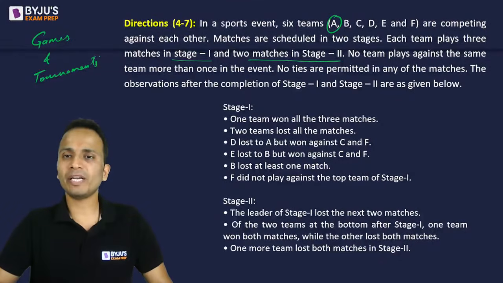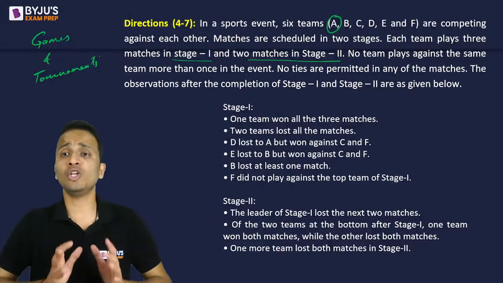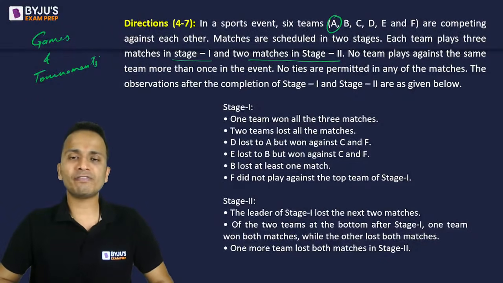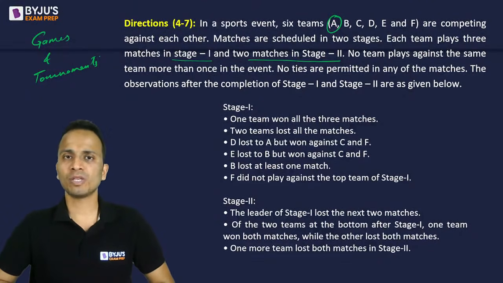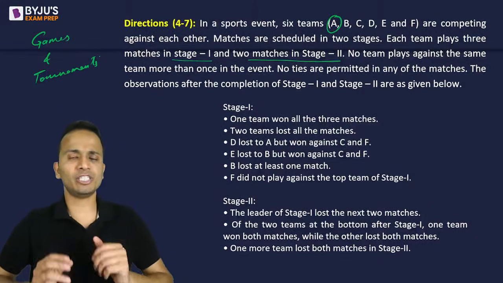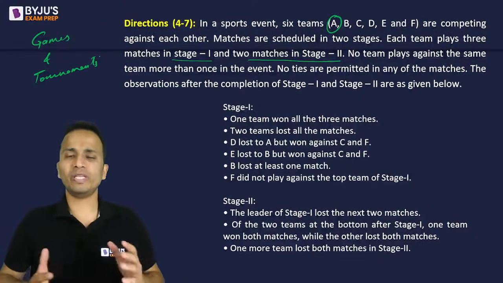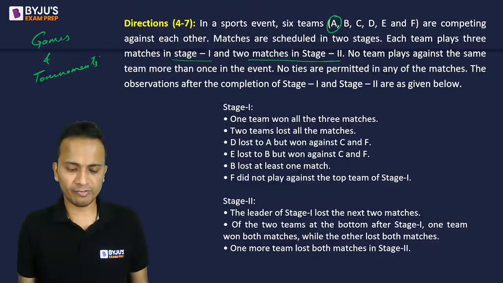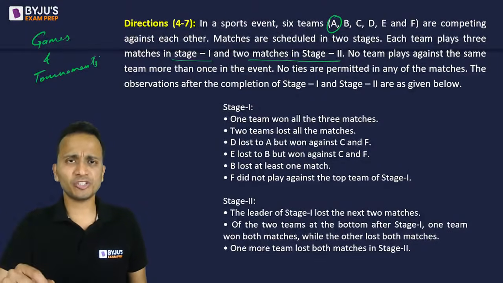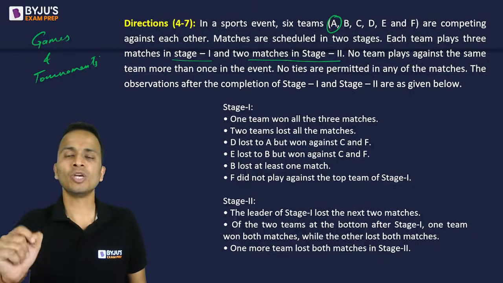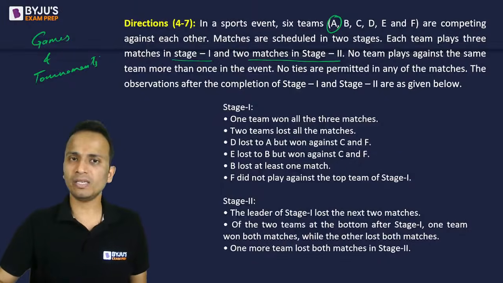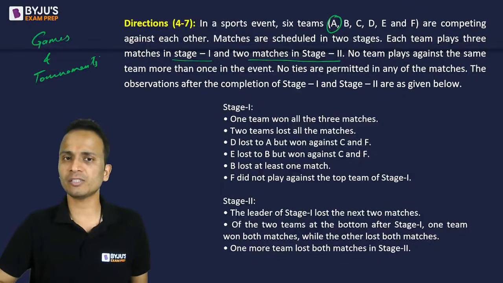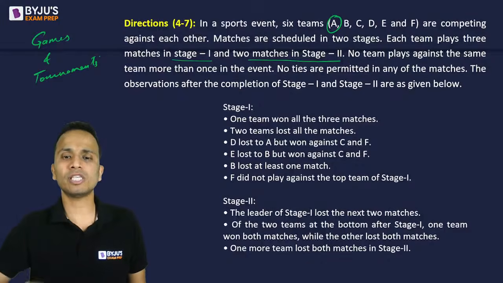No ties are permitted in any of the matches. So every match will result in a winner and a loser. The observations after the completion of stage 1 and stage 2 are given below. So stage 1 matches are complete, observations are given. When stage 2 matches are over, again the observations are given. And using these observations after stage 1 and stage 2, you will have to determine which matches took place in stage 1 and who was the winner of each of these matches. Similar thing you'll have to do for stage 2.